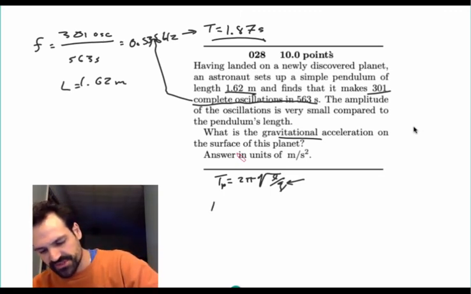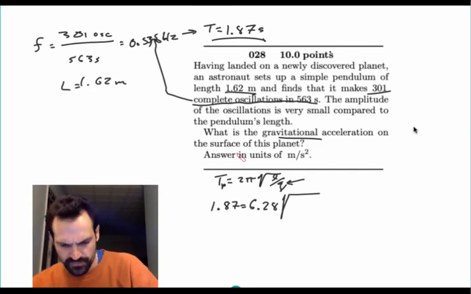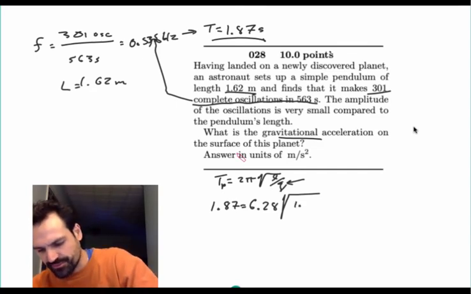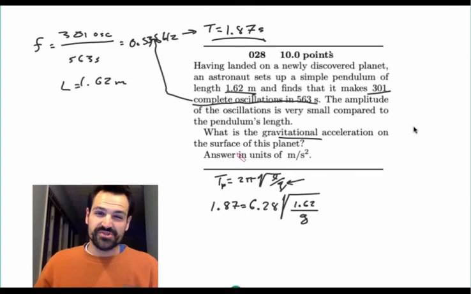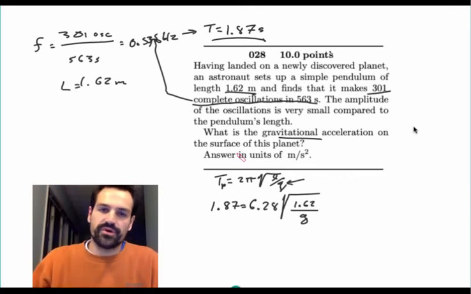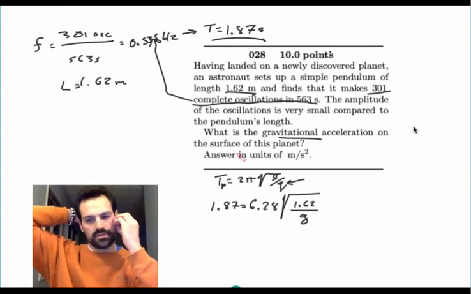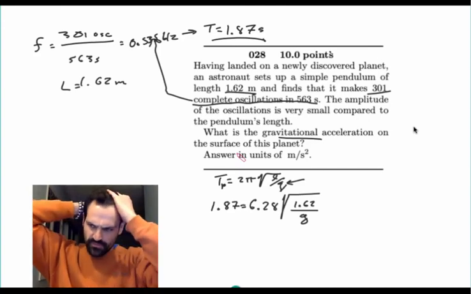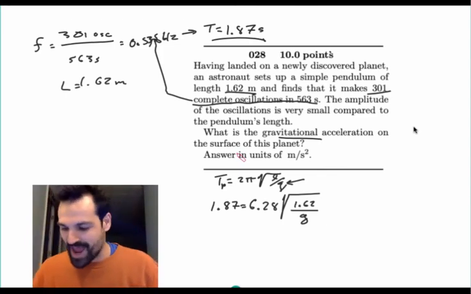All right, but still the same idea. 1.87 equals 2 pi, or 6.28, times the square root of our length, 1.62 meters, over the gravity of this unknown planet. That's also a good hint for you when you're looking at these problems. Unless they say you're on Earth, it's not fair to assume gravity is 10. So don't make that leap like habit has taught me to.